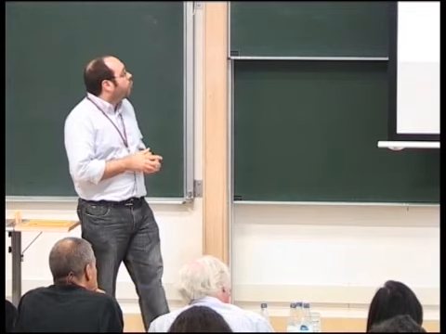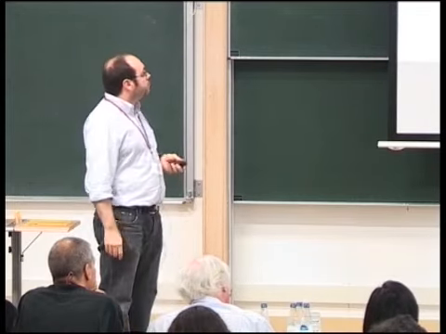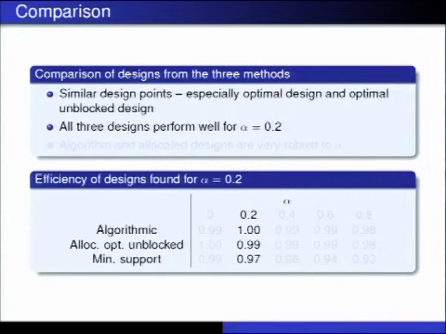How do they perform? Well, we can see that if we look at alpha as 0.2, they're all obviously highly efficient. The algorithmic design is the best one we were able to find, and the other 2 perform very well compared to it. It's interesting to see what happens when we change alpha.